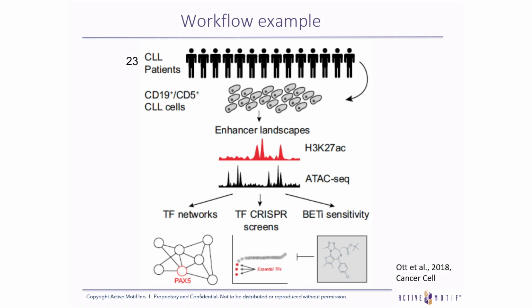So to study these, Ott et al. chose to look at 23 different CLL patients. They looked at the lymphocytes that are CD19 and CD5 positive. They studied the ATAC-seq profile, so looking at the open chromatin. They did ChIP-seq for H3K27 acetylation, and took this data and had downstream applications of establishing transcription factor networks. They did CRISPR screens of those transcription factors that were highly expressed. And they also treated with some inhibitors, which we'll get to later in this talk.